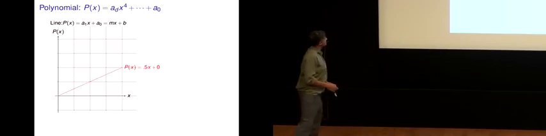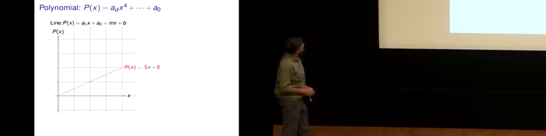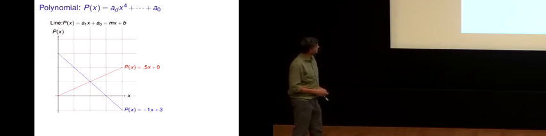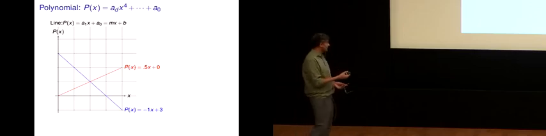Okay? So now here's a polynomial, right? There are 2 points. It's a line, right? So the line is specified by the 0.5 and 0. Here's a line. It's specified by -1 and 3.